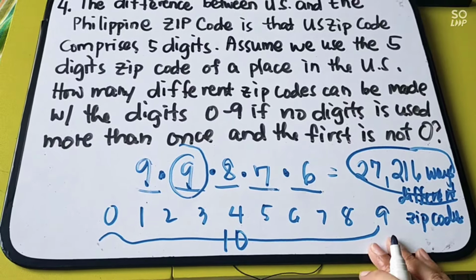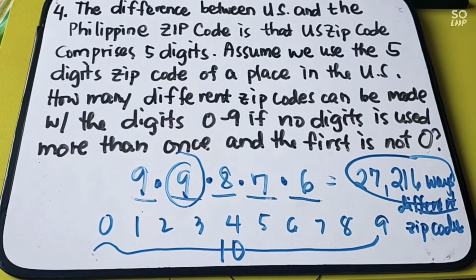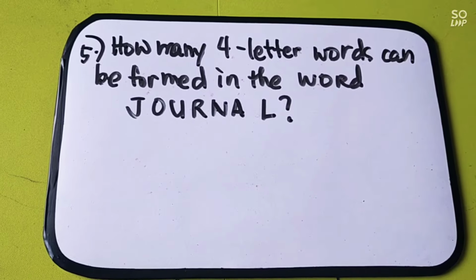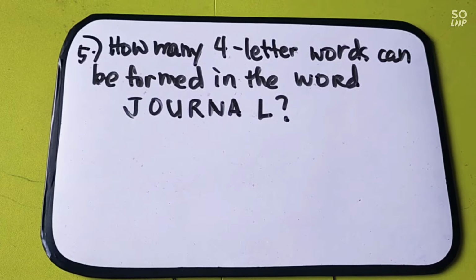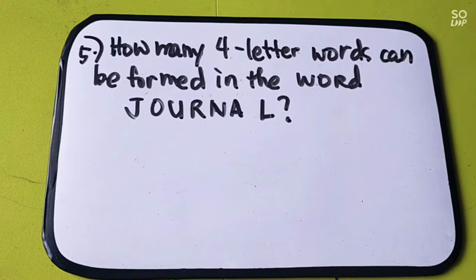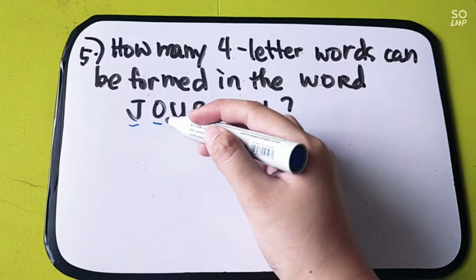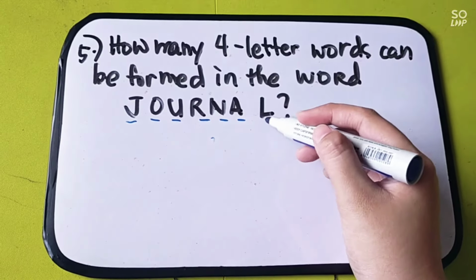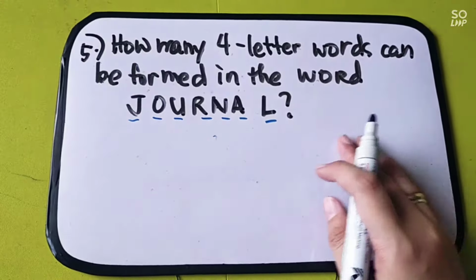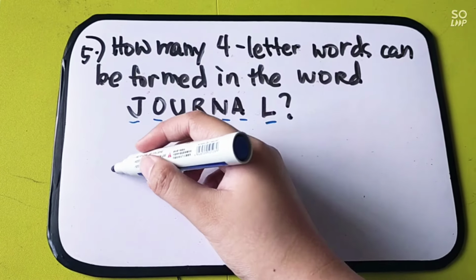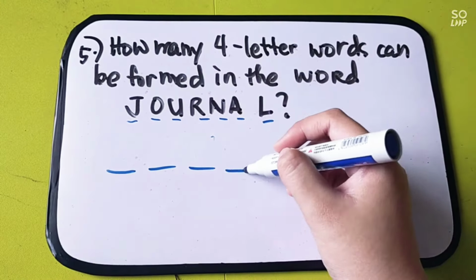Ayan. So, that's the answer. Let's have another example. Last na. Number 5. How many 4-letter words can be formed in the word journal? As you can see in the word journal, magkakaiba yung kanyang mga letters. Walang magkakamukha dyan. So, since walang magkakamukha, 4-letter words lang daw. We have 1, 2, 3, 4.